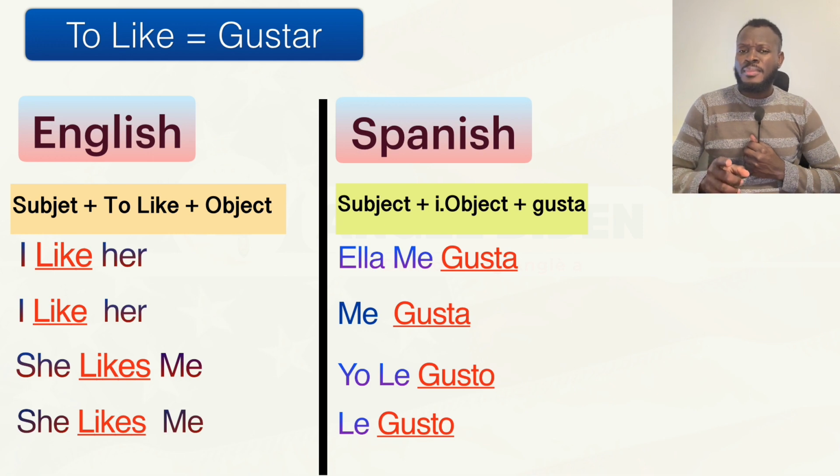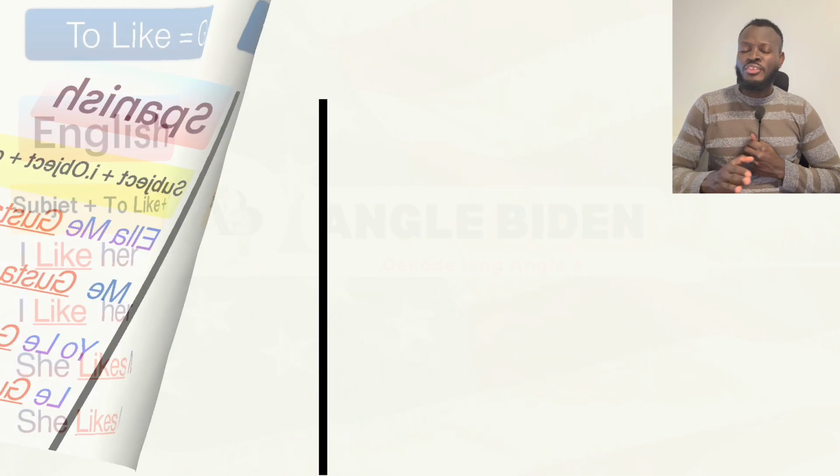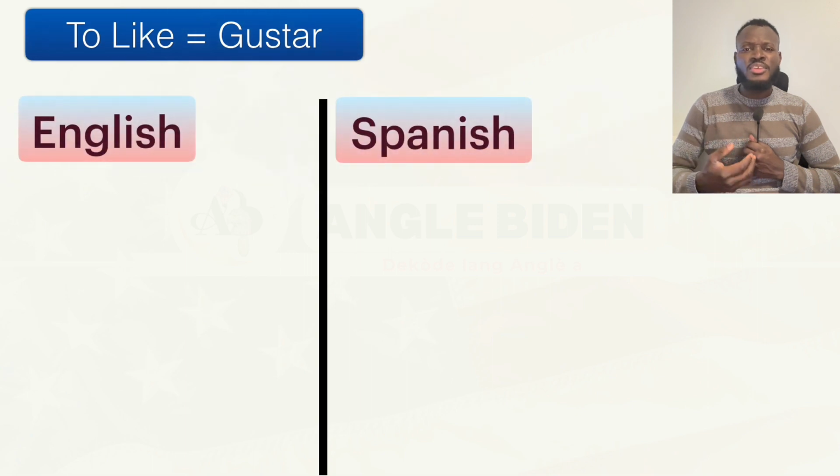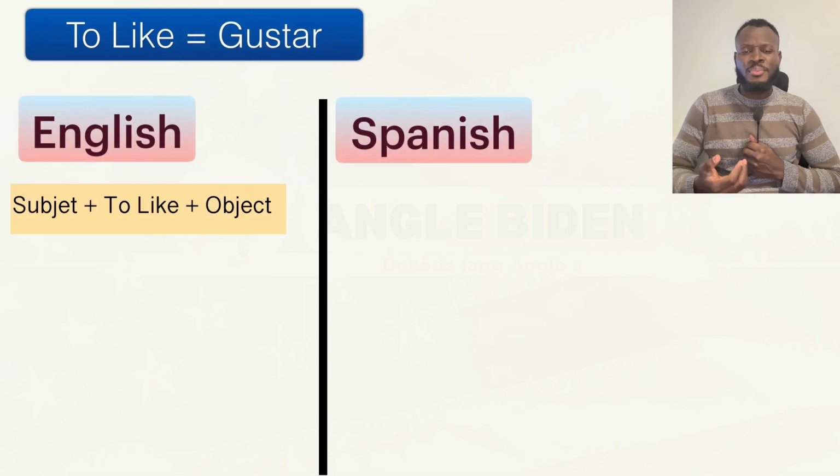This form is widely used by Latin Americans, so that's how they speak. They don't really use both pronouns, they only use one, the indirect object, and that's it. Let's review it. I like her, ella me gusta. I like her, me gusta. She likes me, yo le gusto. She likes me, le gusto. That's pretty simple. Let's continue. I'm going to make all sorts of combinations to make sure you understand everything as simply as possible.